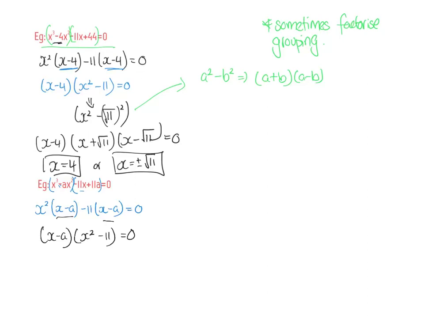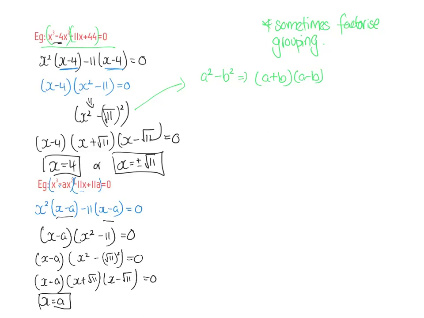And this one's just like the one before. So we've got x minus a, and we can change that to a squared term again by doing that. We get the same: x minus a, x plus square root 11, x minus square root 11 equals 0, so x equals a or x equals plus or minus square root 11. Okay?